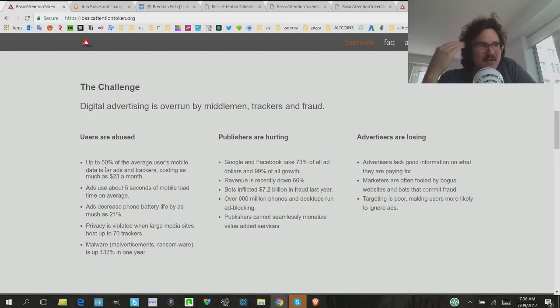Ad blocker usage is up to 600 million devices have ad blockers on them. People don't want to see this stuff anymore because it's intrusive. It's ever present on the internet. It's really annoying for a lot of people.